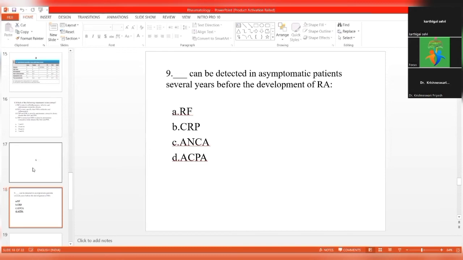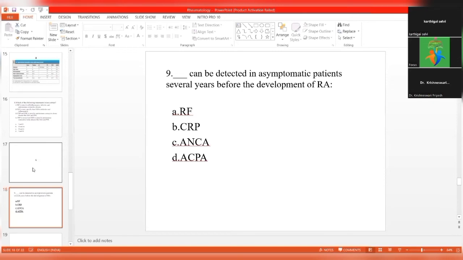So first is RF, that is rheumatoid factor. B, CRP, C-reactive protein. C is ANCA, anti-neutrophilic cytoplasmic antibodies. And D, ACPA, that is anti-citrullinated peptide antibodies. Okay.